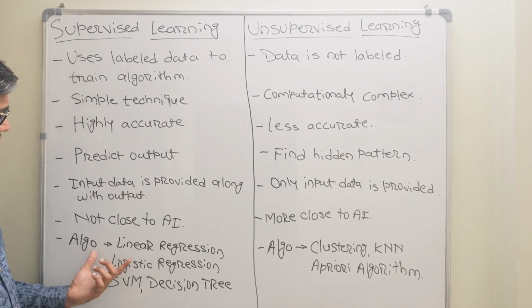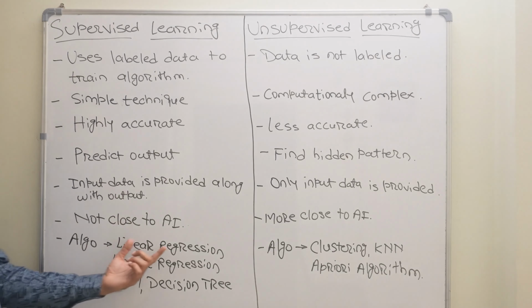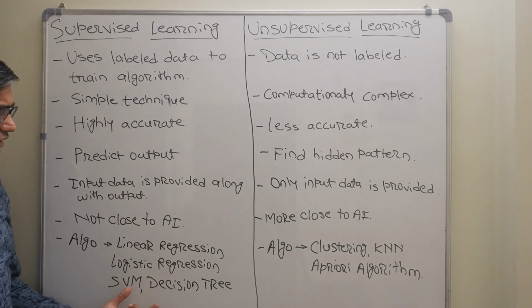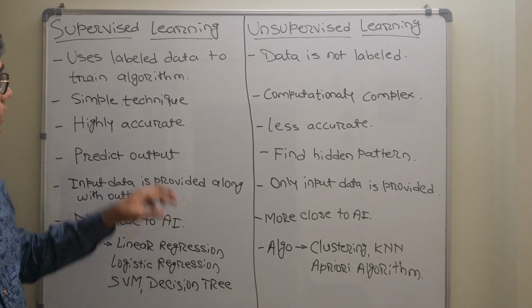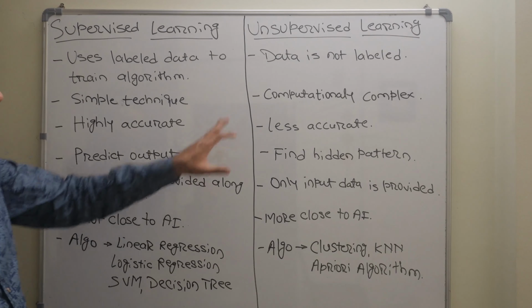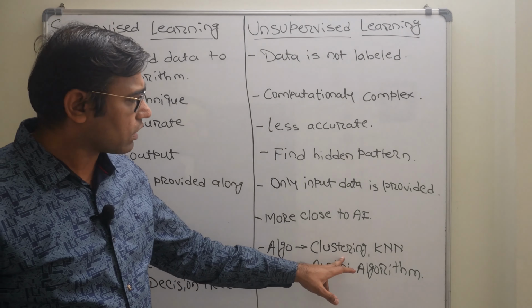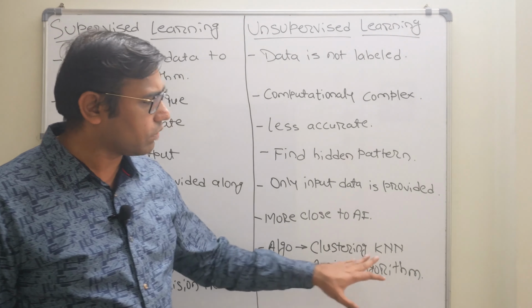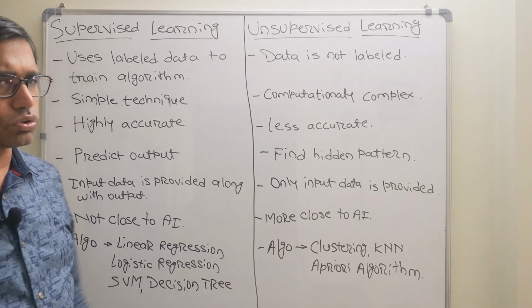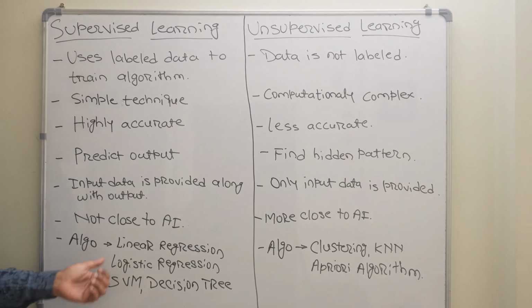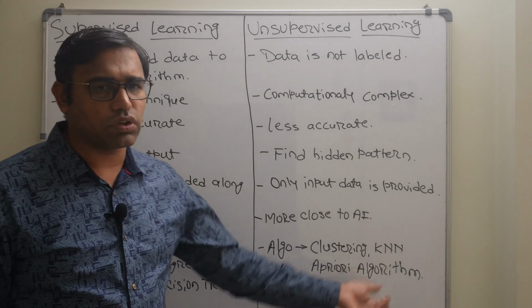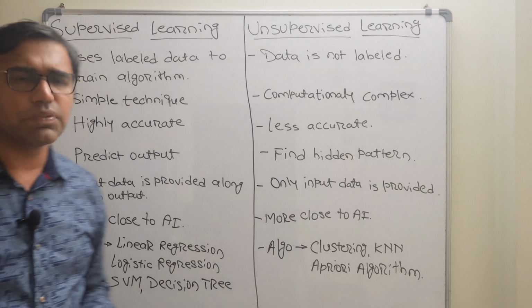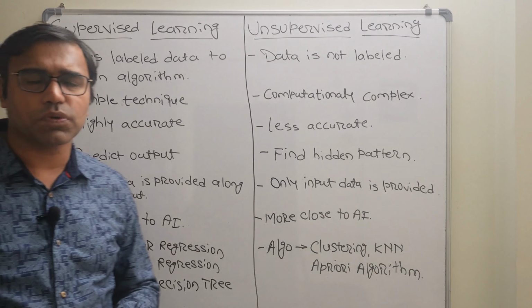Now the algorithms used for supervised learning are linear regression, logistic regression, support vector machine, decision tree. These are the algorithms used for supervised learning. While in unsupervised learning, clustering, KNN, a priori algorithm are used. So whenever there is labeled data, these algorithms are used. Whenever there is unlabeled data, then these algorithms are used. So this is the difference between supervised learning and unsupervised learning.